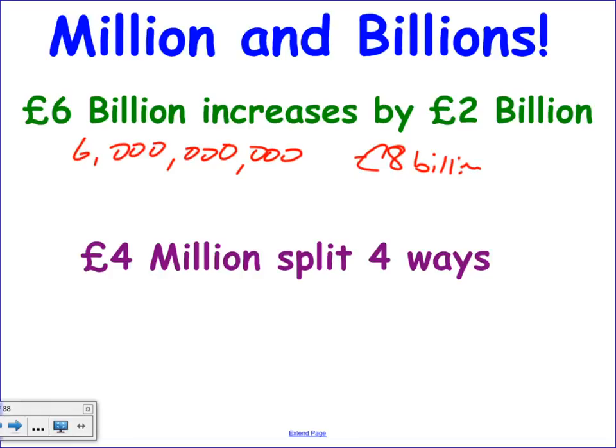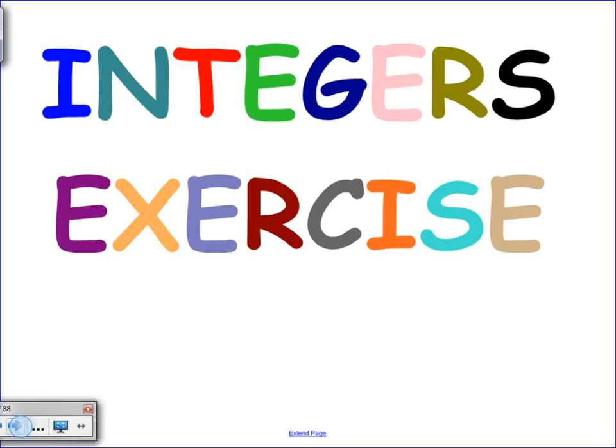Same for millions, 4 millions, and I split it, so that's division, 4 ways. So I'm saying 4 divided by 4 is 1 million each. Okay? So don't make questions complicated when they don't need to be. That's my advice to that bit there. Like I say, full of good tips, aren't we?